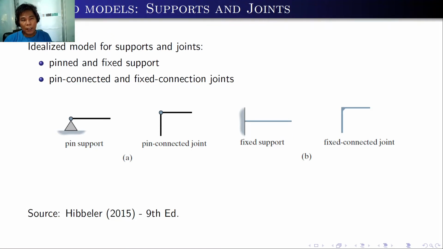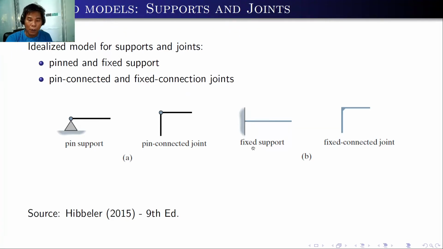For the idealized models of supports and joints, the idealized model for supports and joints can be pin and roller support, also pin connected and fixed connection joints. So here are again an example of these supports and joints. The first diagram, the triangular one with circular point and a stick model. This is what we call a pin support. For two members connected with a circle, this we call a pin connected joint. We allow rotation for this joint.